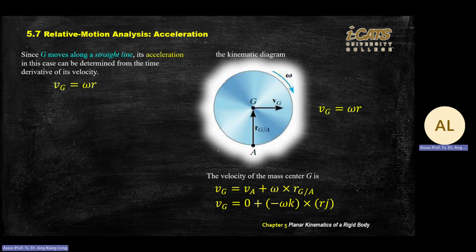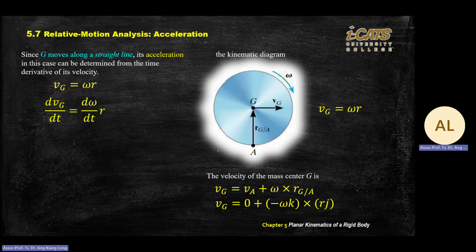Okay, V equal to omega R again. So in this case, we just change the subscript. Just now it was VA, VB, now we go into the center of mass. So when we focus on the center of mass, we have VG. Still, we are using V equal to omega R. Once we have V, we can get the A.